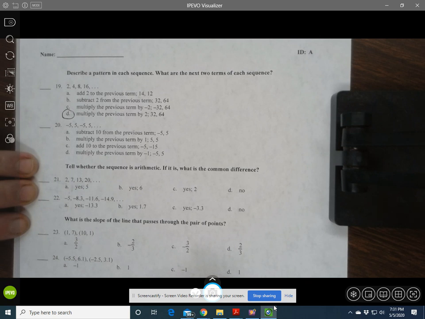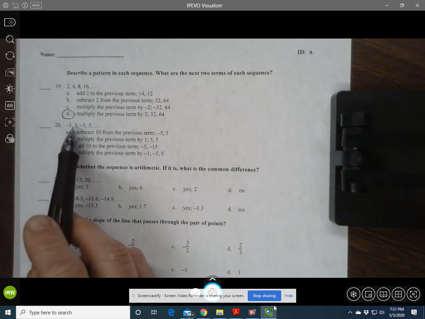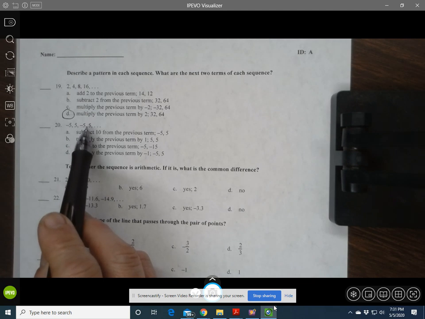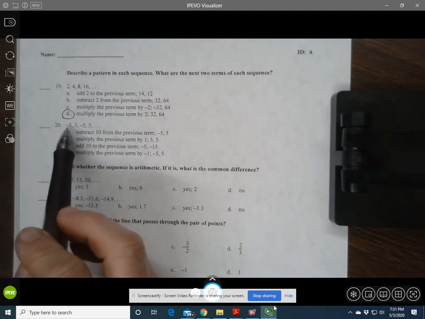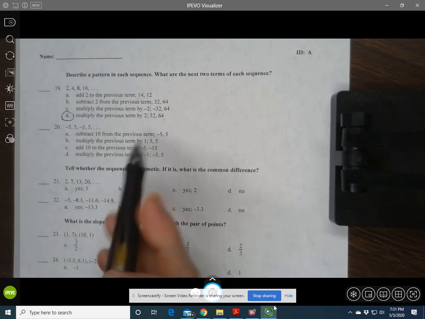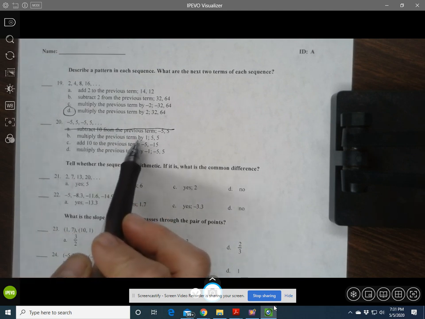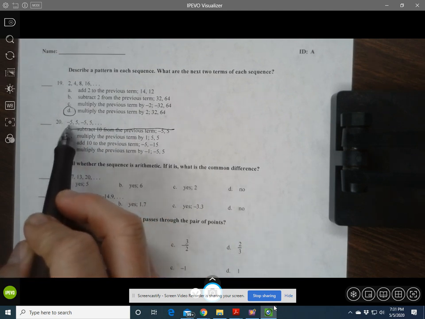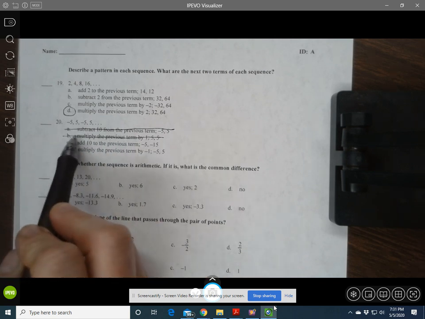That one is D. On this next one, you have -5, and then you have 5. Then you have -5, and then you have 5. So, subtract 10 from the previous term. Well, -5 minus 10 is going to be -15, so it's not going to be that one. Multiply the previous term by 1. Well, -5 times 1 is going to be -5, so it cannot be that one.